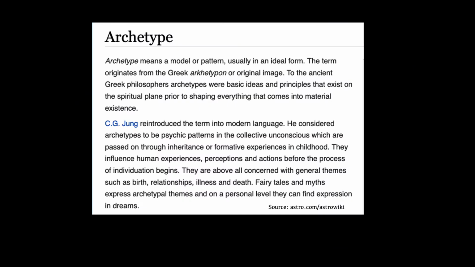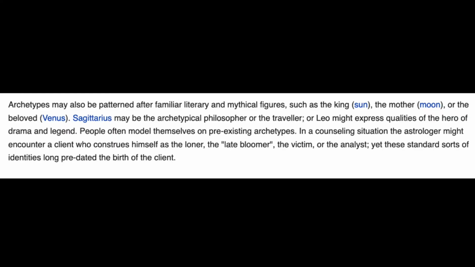The zodiac signs represent the fundamental archetypes that make up the base layer of all human experience. They are the ideal form of the sign, so they represent the ideal form of human psychology and behavior.